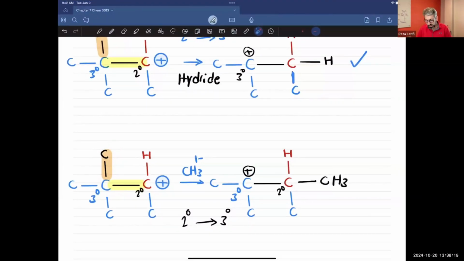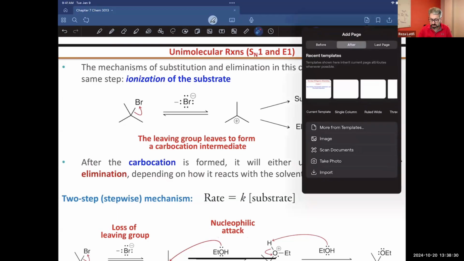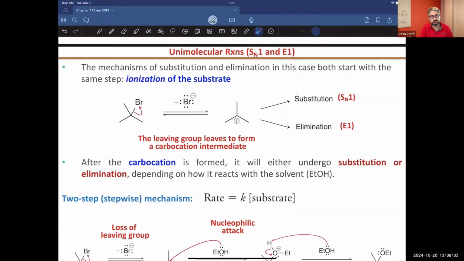Okay, now I want to talk about SN1 and E1, and what SN1 or E1 is. If it's possible to create a carbocation during a nucleophilic substitution, the mechanism will go in that direction. Why? Because the activation energy is going to be lower, and if activation energy is lower, a reaction will prefer that direction.